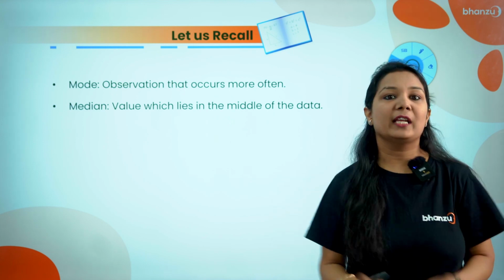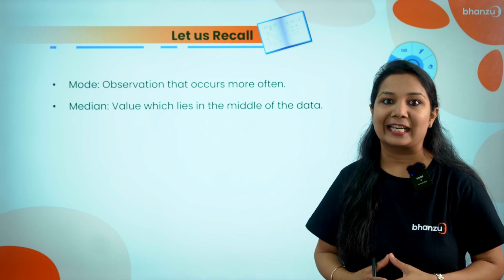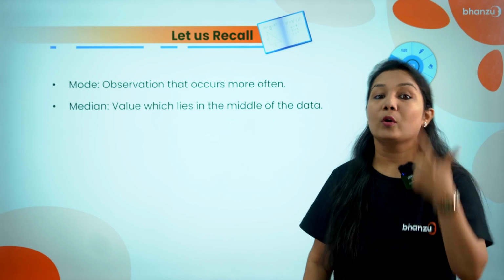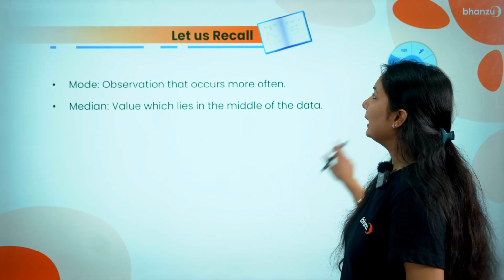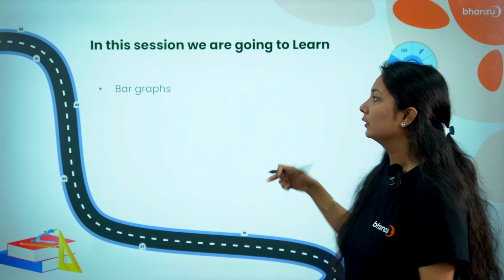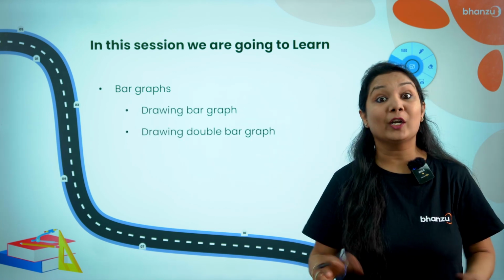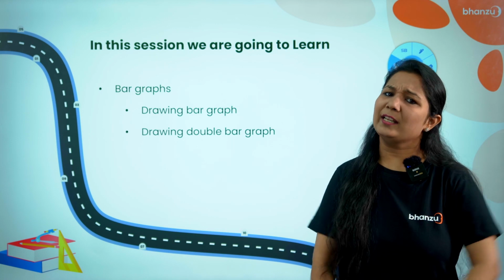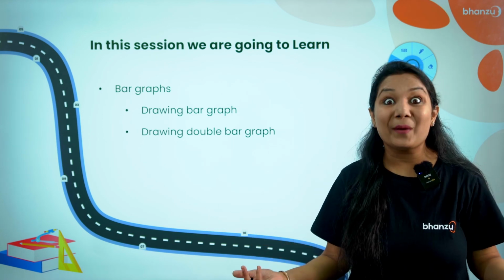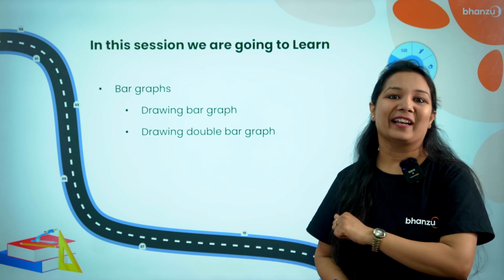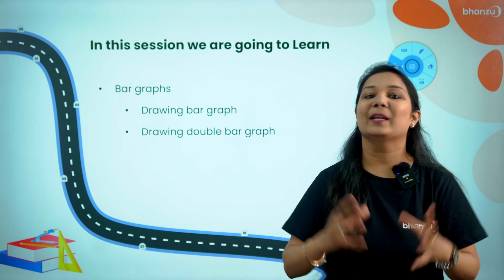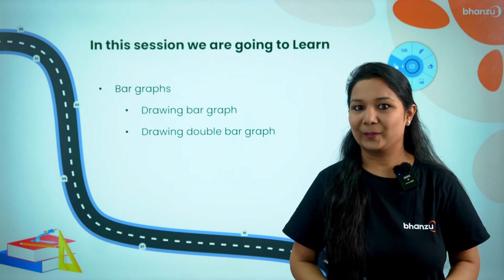So till now we have covered all the three representative values, that is mean, mode and median. Today, let's talk about a new interesting concept, that is bar graphs. How do we draw a bar graph and how do we draw a double bar graph? What is a double bar graph? Why is it required? You might be thinking about it, but don't worry, we'll be doing it very soon in the session today.